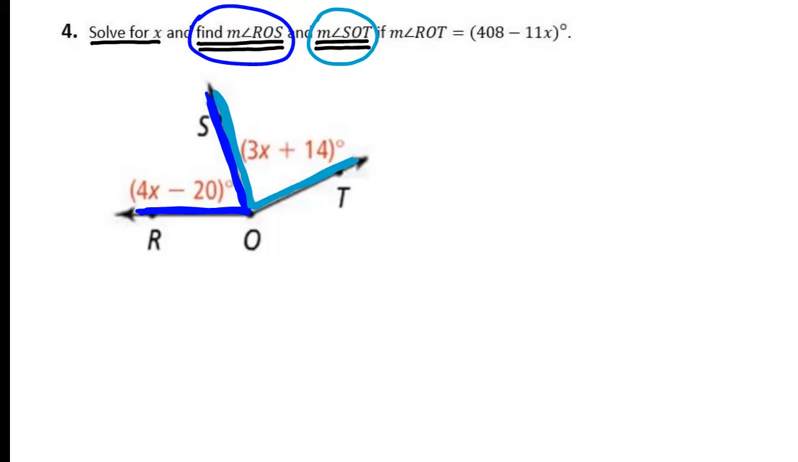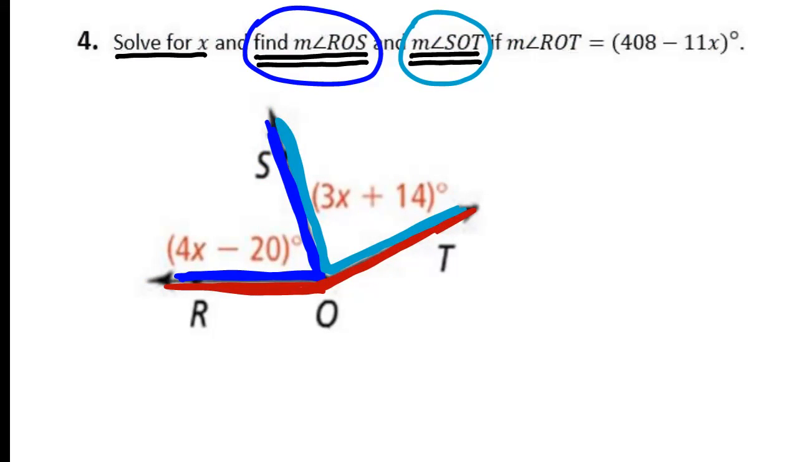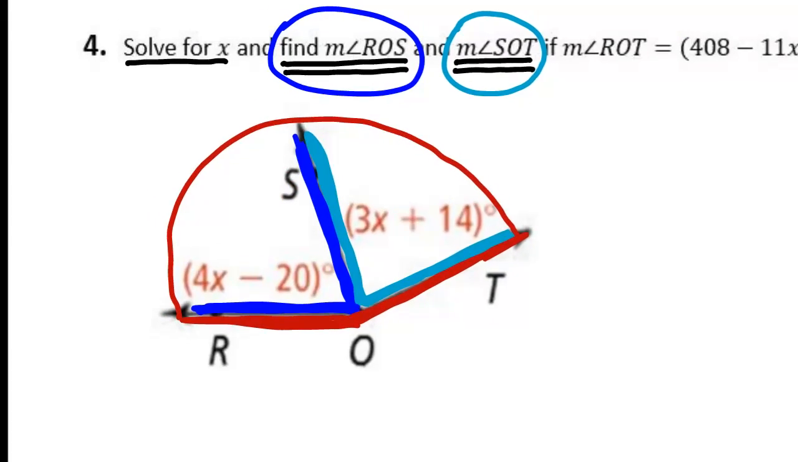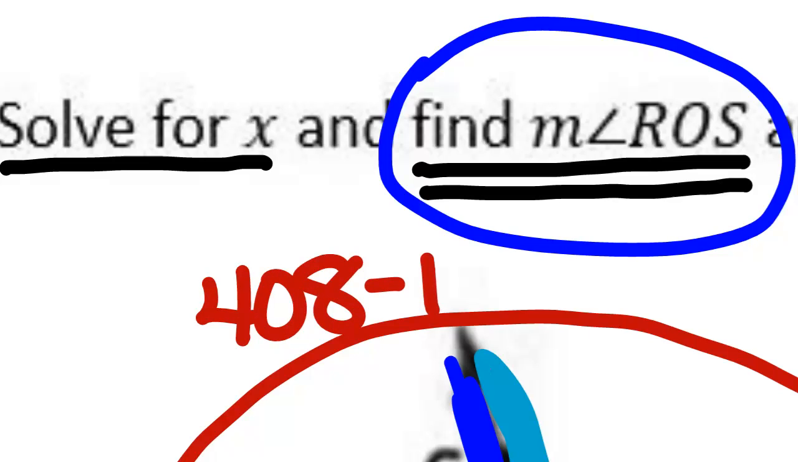And they said that the measurement of angle ROT, well, that's a huge angle. It almost looks like a straight line. But this angle right here is ROT, going from this side all the way around to over here, is 408 minus 11x degrees.